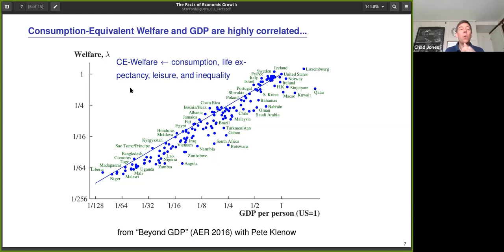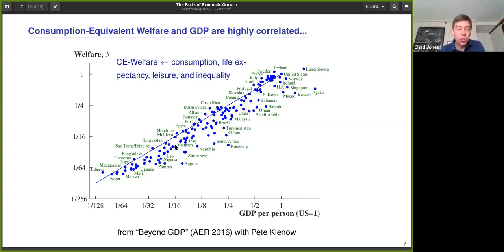We ask, what's the consumption equivalent welfare? Put everything in consumption units. How much would you have to give up, take away from a French person to have them suffer the low life expectancy in the United States and be indifferent there? So that's the kind of question we're asking.